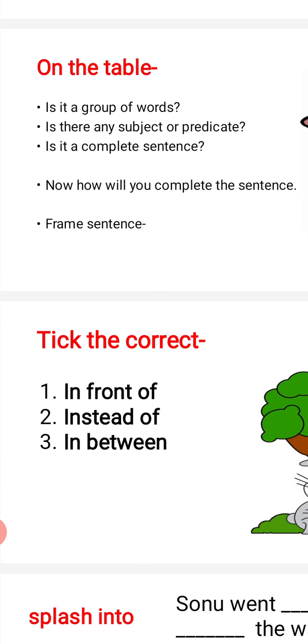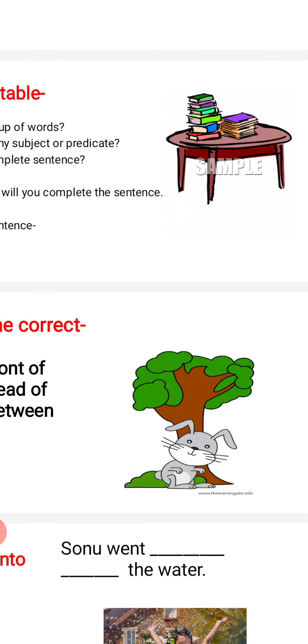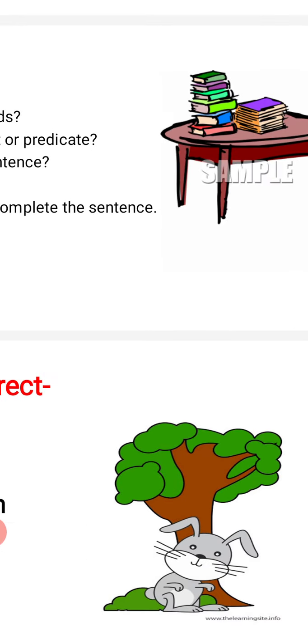Now, on the table. On the table, some words are there. Is it a group of words? Yes. Is there any subject or predicate? No. Is it a complete sentence? No. Now, how will you complete the sentence? Here is on the table. But how will you complete the sentence when you add subject to it? Books are on the table.